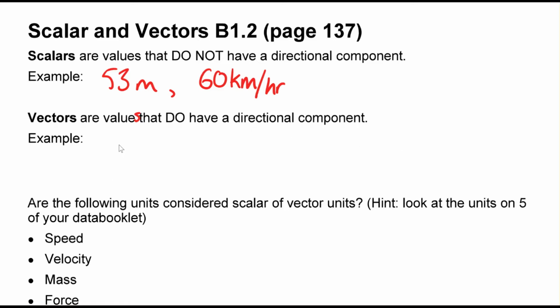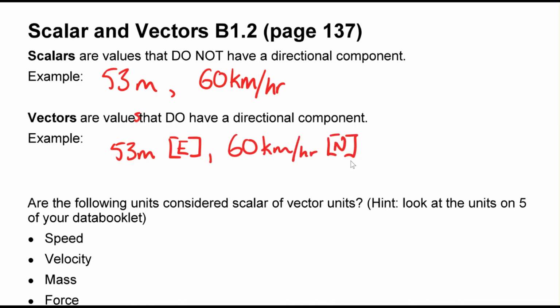As an example, I could say that I went 53 meters [E]. The capital E in the square brackets just means east. I could say I went 53 meters east, or I went 60 kilometers an hour north, or any other combination of direction. So that's the difference between a scalar and a vector. Scalars don't have any directional component, but vectors do.